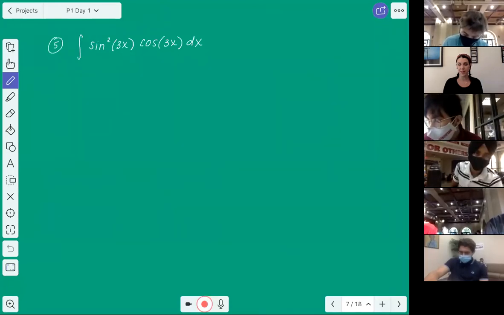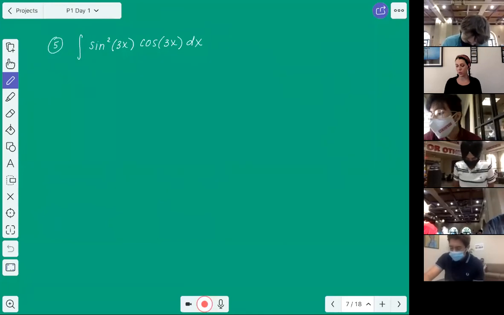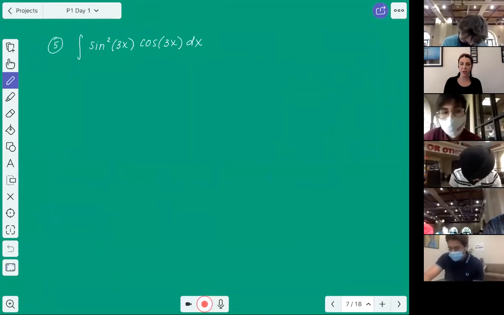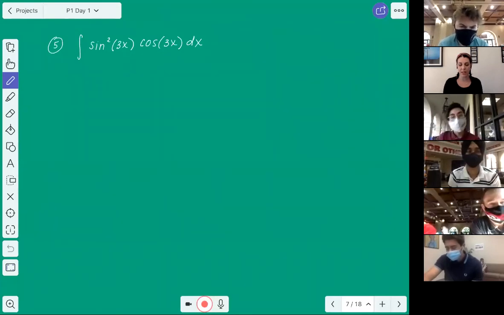This one is a bit trickier. So write this down. Don't get started yet. Just write it down. I'm going to talk through a common mistake I see on this problem. Okay, so we have sine squared of 3x times cosine of 3x dx.